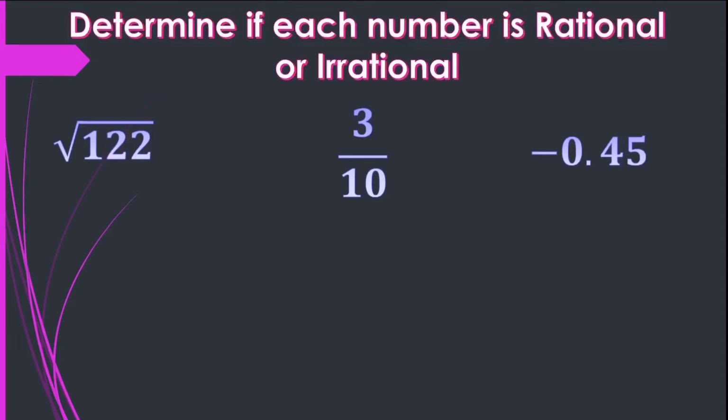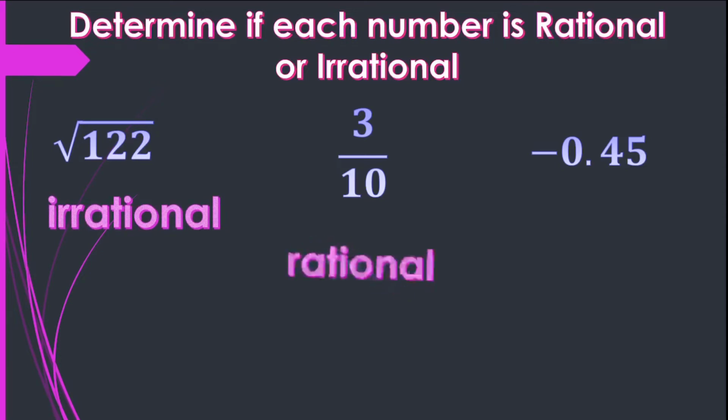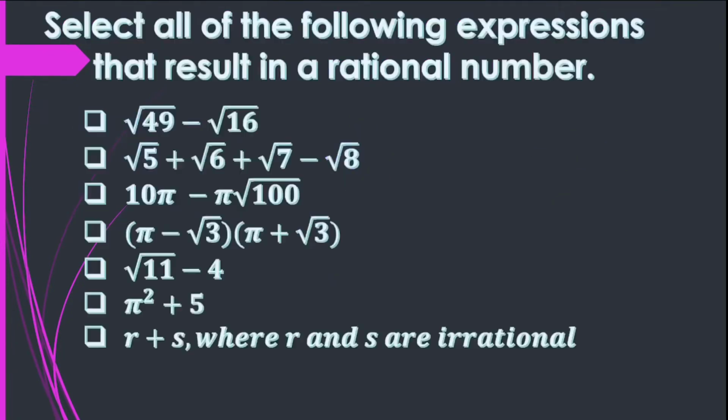Okay, let's go take a look. I have the square root of 122. That is not a perfect root, so it is irrational. Then I have 3/10. That's a fraction right there. It's rational. Done. And here I have a negative decimal. That's okay. I can still make it a fraction. It's rational.